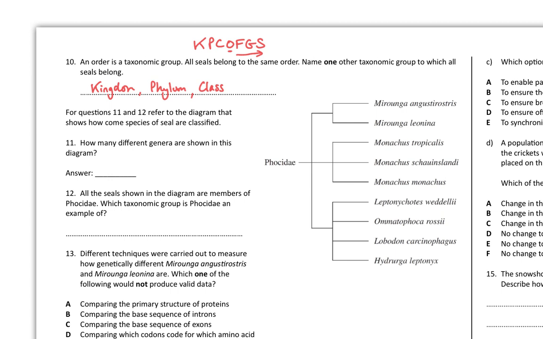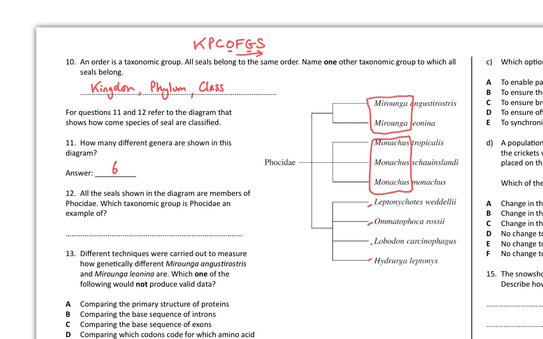How many different genera are shown? Genera is the plural of genus, and genus is always in italics but capitalized. So they have the same genus, and those three are the same genus as well. They're all that one, and then I've got 1, 2, 3, 4 different ones at the end. So I've got 4, 5, 6. There are 6 different genera shown. 9 different species, but only 6 different genera.